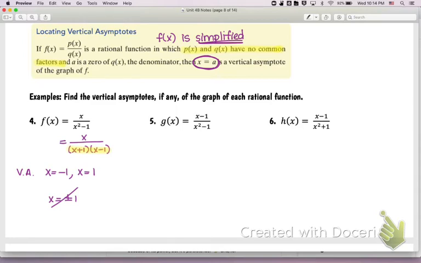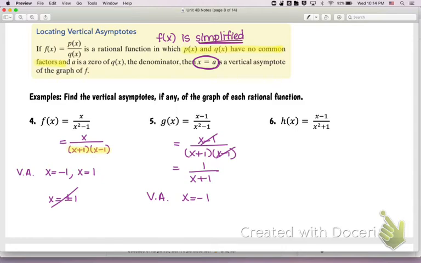Okay, number 5, very similar. When we factor this, we get x minus 1 over x plus 1, x minus 1. Well, the x minus 1's divide out. So what we have left is 1 over x plus 1. So this one only has one vertical asymptote at x equals -1. Something else happens where that factor cancels out.